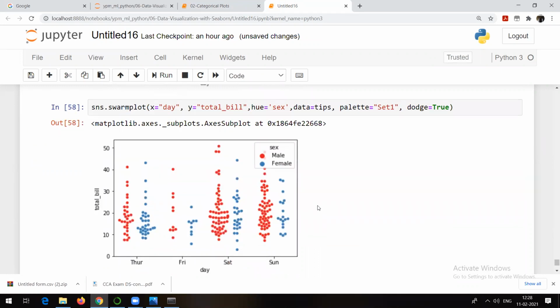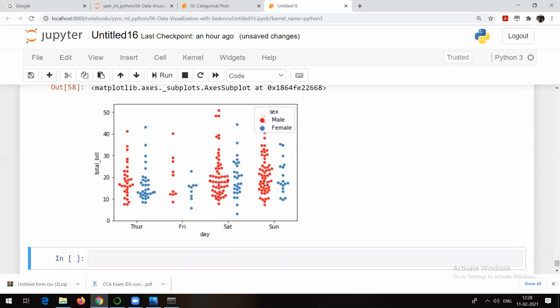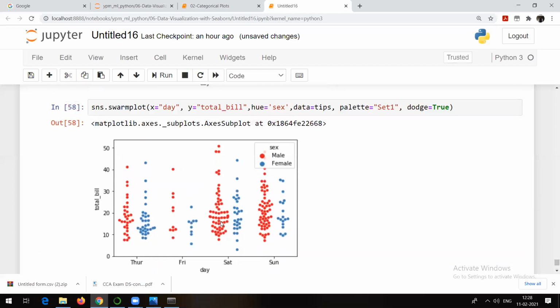Now see, according to the split and according to the palette and the hue parameter, you are able to see the result. So you can see that from male and female, who generated the more bill in the range of 10 to 20, you can see that it's male. Okay. And yeah, obviously there are other things also one can interpret from this particular graph. It's not like you can interpret only that. Right? So it's a simple example of a swarm plot.